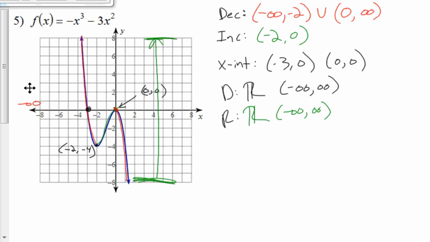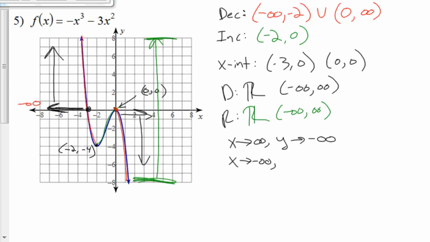And then end behavior. As x approaches +infinity, y is, well, let's see. So as x moves to the right, notice that the function is going down. So as x approaches +infinity, y is approaching -infinity. Then we also want to know what happens as x approaches -infinity, or as x moves to the left, we see that our graph here is moving up. So y would approach +infinity.